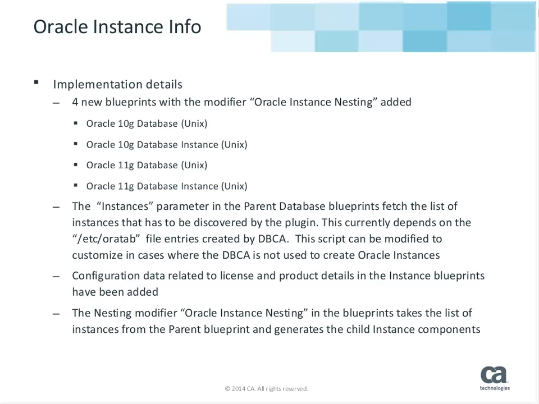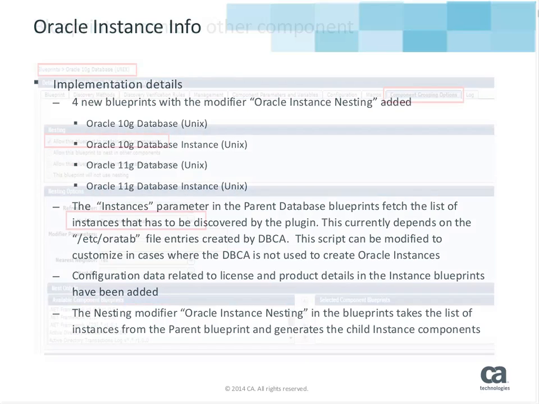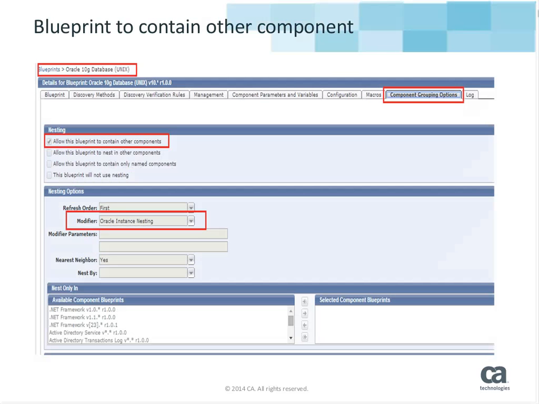So we take the configuration data related to the license and product details in the instance of the blueprint that we've added. Again, we take a look at the Oracle nesting, how we modify that from the parent blueprint to generate the child instance component, and I'll show you that. So we go through a very similar process to what I just showed you with the SQL. We'll do the same thing with Oracle.